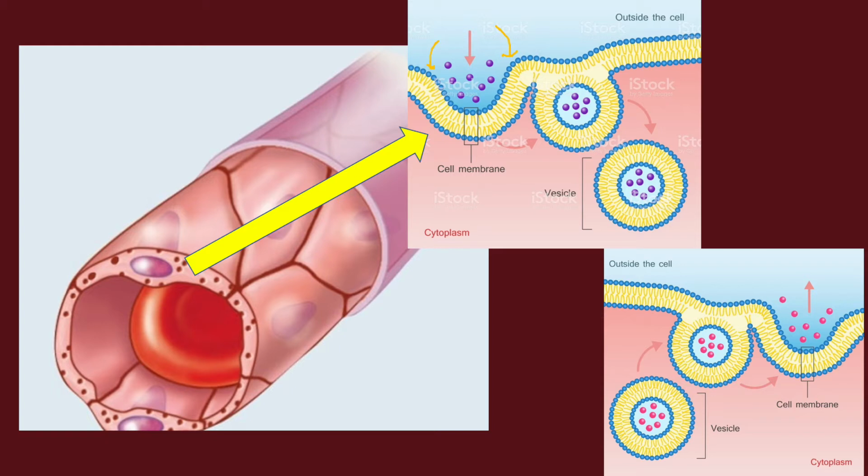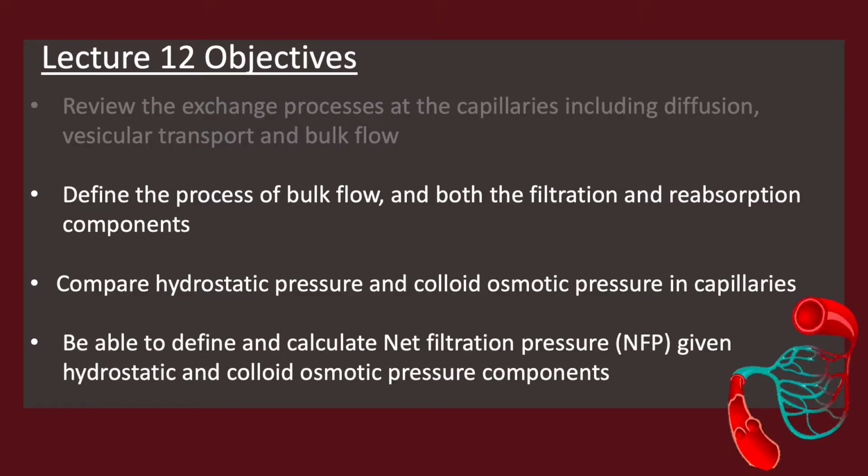We can see here, we're going to move something from the interstitial fluid outside the cell into the blood across this endothelial cell, or we can move from inside the blood across the endothelial cell and out into the ISF. And here we're dumping via exocytosis. We'll now look specifically at bulk flow and look at both filtration and reabsorption.